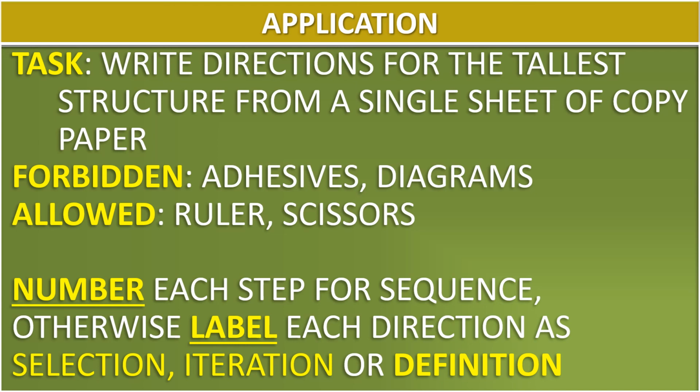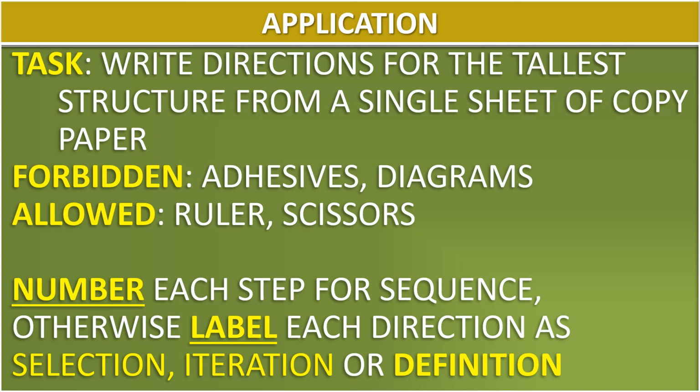What you are allowed to use, or what you can assume that the person assembling your paper structure has, is a ruler, so you can be precise about, let's say, specific lengths, and a pair of scissors to make cuts into the piece of paper as necessary.